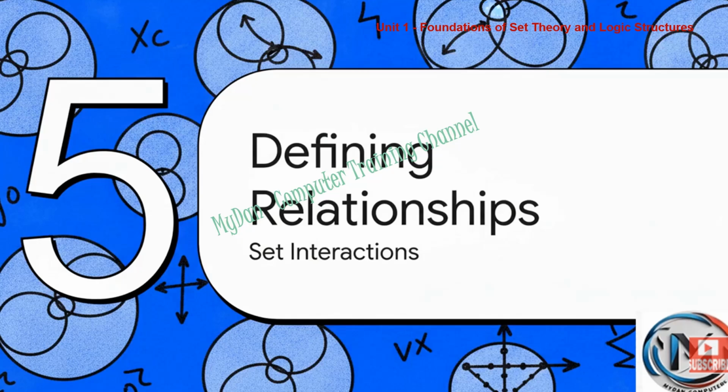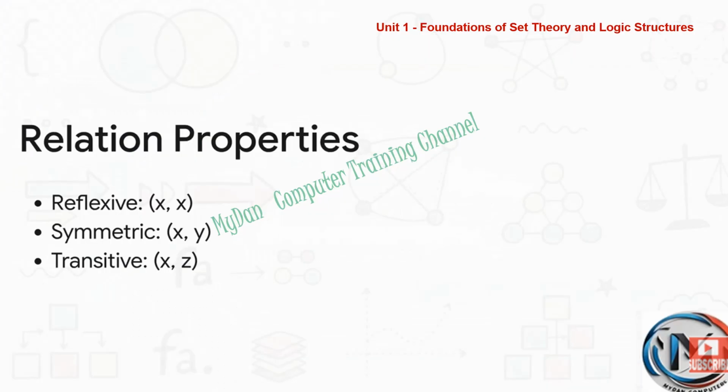Finally, we arrive at section 5, defining relationships. For our final grammar lesson today, we're going to look at how sets interact with each other in the real world through what we call relations. You know, just as we categorize relationships in our own personal lives, mathematicians categorize relationships between elements in sets using 3 fundamental rules. First, a relation can be reflexive, meaning an element relates to itself, shown as x, x.